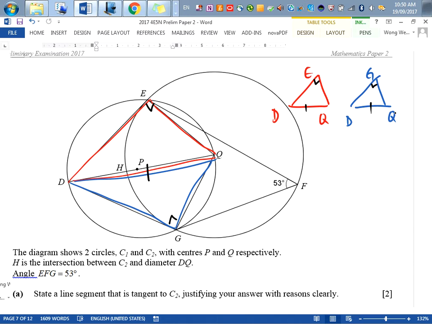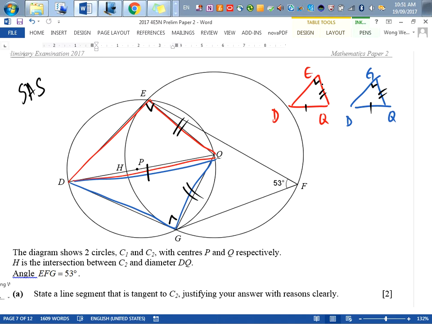You used SAS. Ryan, what do you say? Radius. Radius meaning EQ and GQ, right? So right now, what do we have? I have a side, I have another side, I have an angle. What test is this? I have a side, I have an angle, I have a side. Is it SAS? Or is it RHS? Which one is confirmed can work?